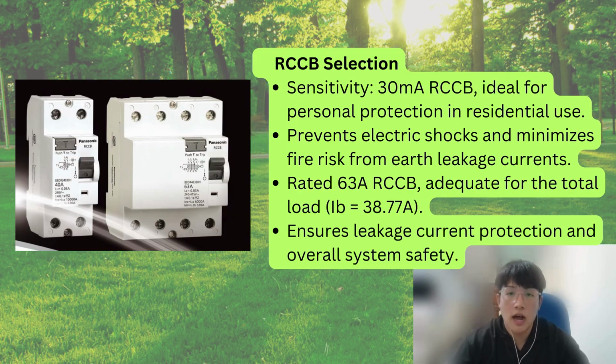And for the part of the selection of RCCB, because the sensitivity of our RCCB is 30 milliampere and is ideal for the personal protection in a residential use. It also can prevent the electric shocks and minimizes the fire risks from earth leakage currents. It is rated 63 ampere RCCB and is adequate for the total load, which is 38.77 ampere. At the end, this RCCB is chosen because it ensures the leakage current protections and an overall system safety.